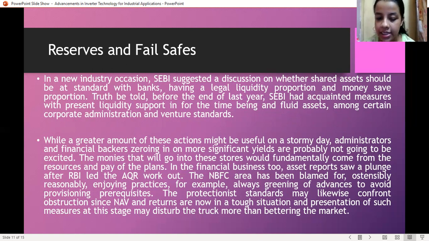In fact, late last year, SEBI had introduced measures to introduce liquidity buffer in overnight and liquid funds, along with certain corporate governance and investment norms. While more of these measures may be helpful on a rainy day, managers and investors focusing on higher returns are unlikely to welcome them. The monies that will go into these reserves would necessarily come from the assets and income. The banking industry as well saw a dip in its balance sheet after RBI conducted the AQR exercise. All right, this is what reserves and fail safes is.